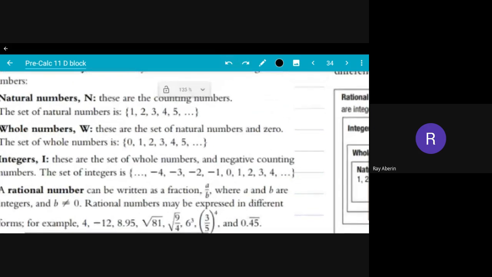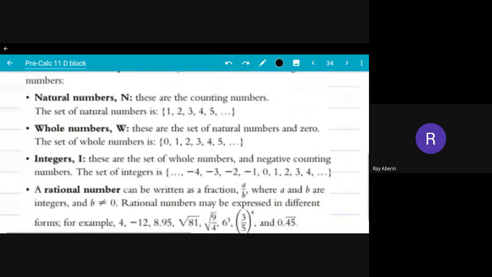In Math 9, you guys were told about this one. However, you probably would have forgotten. That's why it is a good idea to redo them at this time. What are natural numbers? Well, natural numbers were known previously as counting numbers when you were in elementary. So the set of natural numbers will be all those counting numbers that you have: one, two, three, four, five, and so on and so forth.